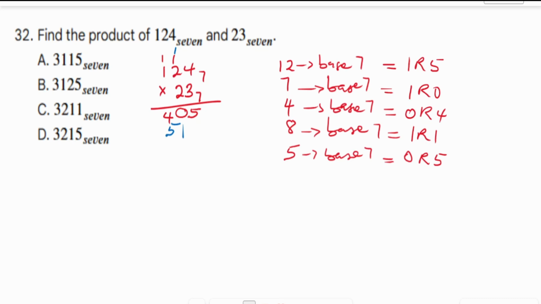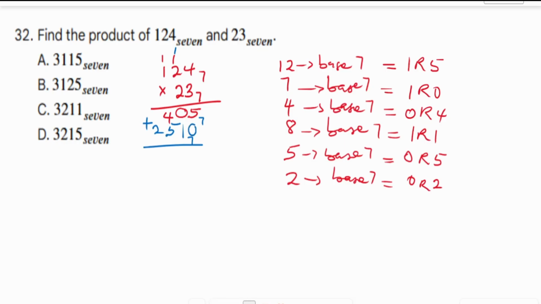And then we go to 2 times 1 is 2. And 2 to base 7 is 0 remainder 2. And we write the remainder. So we have 2 here. Remember, all these numbers are already in base 7. So now we're going to add them in base 7.